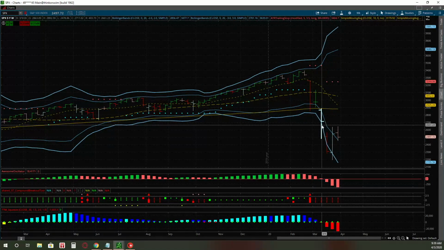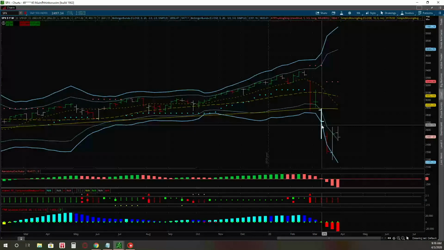The reason why I track the third deviation Bollinger Band, and let me see if I can pull up a better chart to help show this. Maybe the weekly time frame will give that to us.